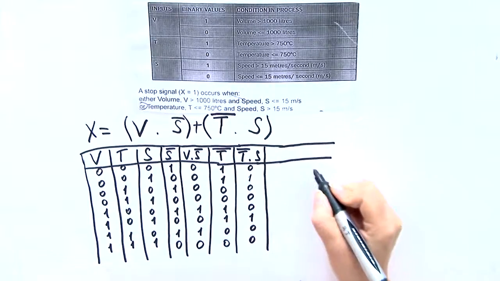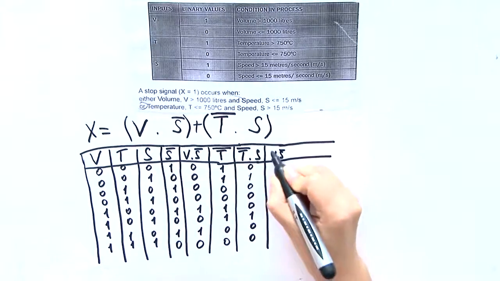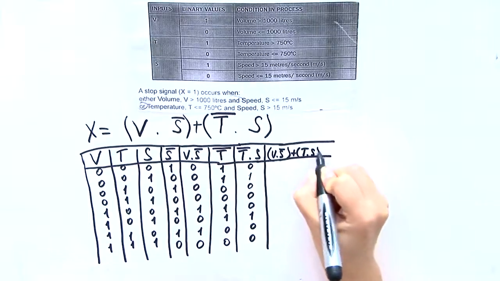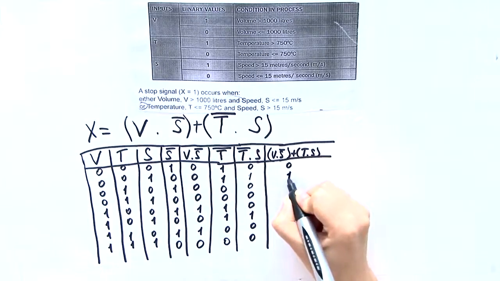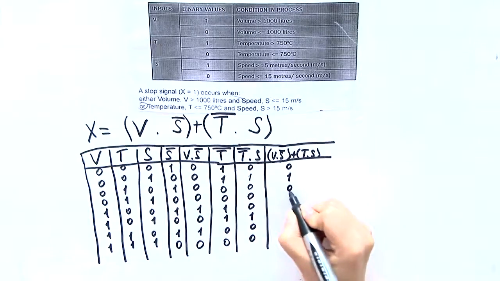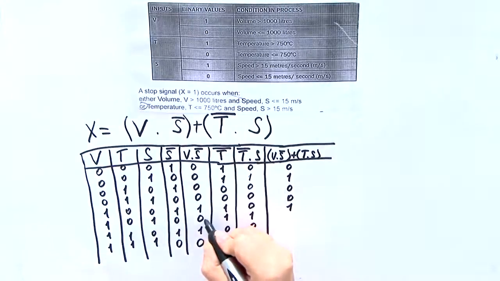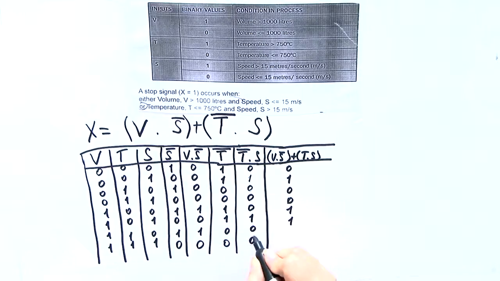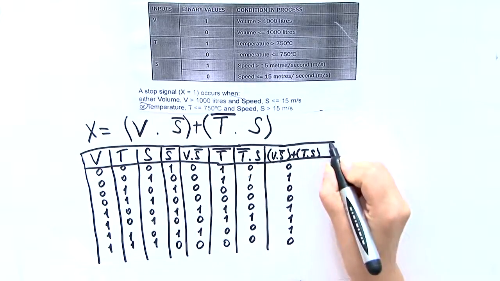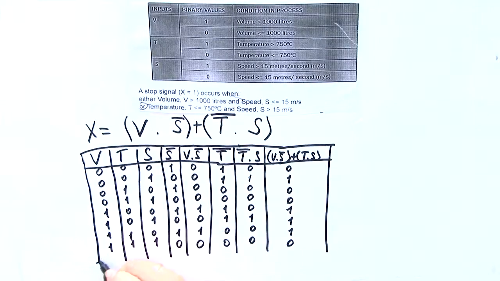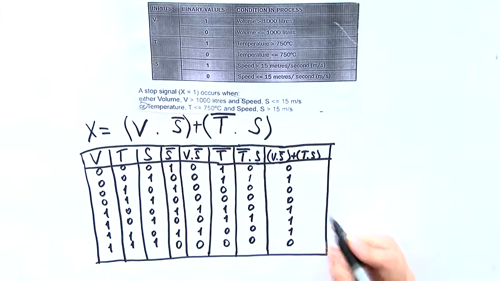Last, we should use OR gates for two logic formulas. V dot not S or not T dot S. 0 or 0, 0, 0 or 1, 1, 0 or 0, 0, 0 or 0, 0, 1 or 0 output 1, 0 or 1 output 1, 0 or 0 output 1, and 0 or 0 output 0. This is our last logic expression. Here is the truth table for these logic expressions.